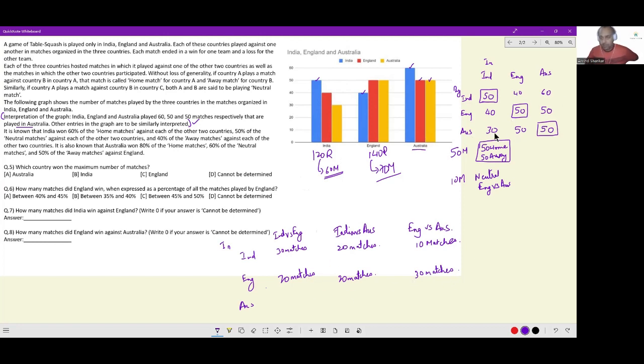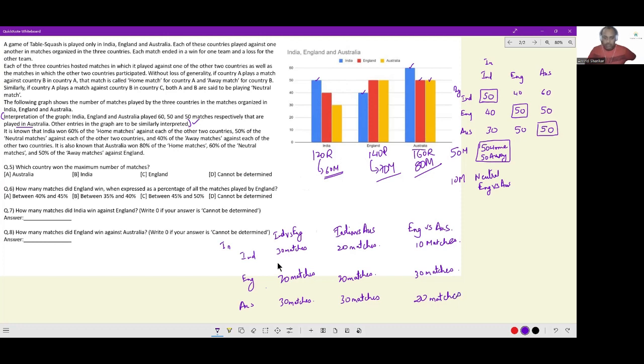Okay. Now by the same metric, look at the Australia version. We have 160 recordings here. So that means there should be 80 matches. Of these 80 matches, Australia has played 50 of them. So the remaining 30 matches will be India versus England, the neutral matches. Now India has played 60 matches here. 30 against England. So 30 will be against Australia. And finally, England versus Australia would be 20 matches.